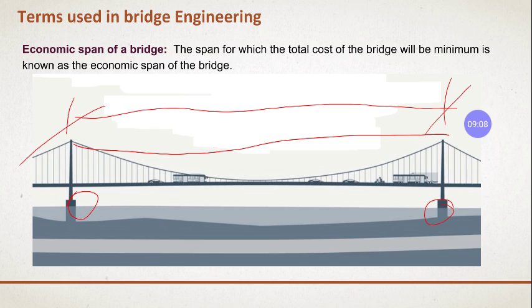For now we can understand that the economical span of the bridge is that span for which the total cost of the bridge will be minimum. Whichever span gives us the least total cost, that type of span is called the economical span of the bridge. Any span which minimizes the total cost of construction is called the economical span of a bridge.